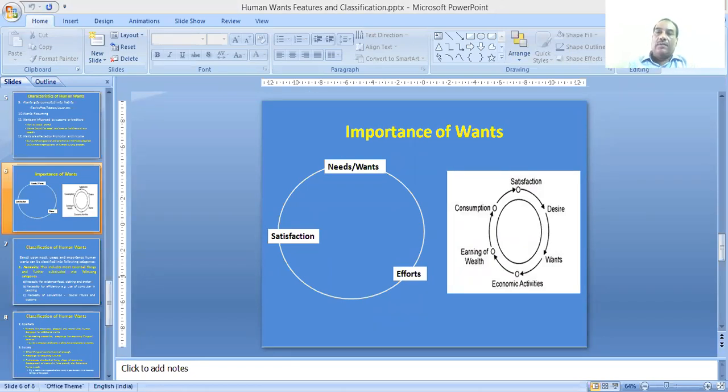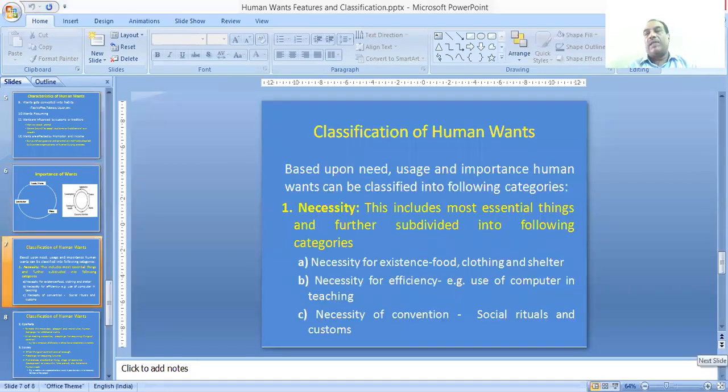Then classification of human wants. Based upon need, uses, and importance, human wants can be classified into different categories. First is necessity. There are certain needs and wants which are necessary in nature. We must have that. Necessity is further subdivided into different categories, and one is necessity for existence. For our existence, for our survival, we need food, clothes, and shelter, and this is a must. We require minimum food, clothes, and shelter to live a safe life. So this is necessity. This is not luxury.